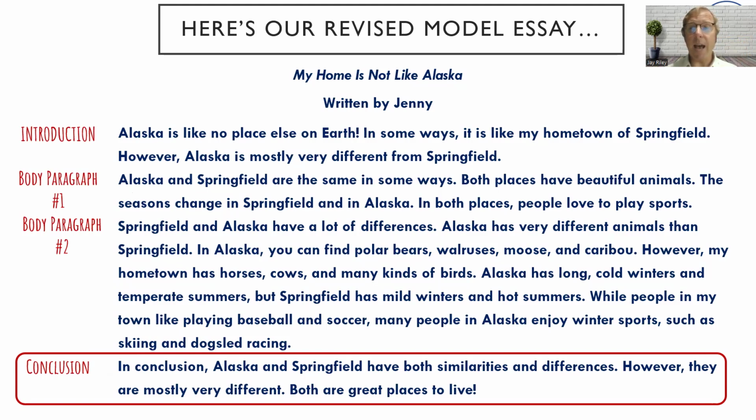Moving to body paragraph 2, Springfield and Alaska have a lot of differences. Alaska has very different animals than Springfield. In Alaska, you can find polar bears, walruses, moose, and caribou. However, my hometown has horses, cows, and many kinds of birds. Alaska has long, cold winters and temperate summers, but Springfield has mild winters and hot summers. While people in my town like playing baseball and soccer, many people in Alaska enjoy winter sports, such as skiing and dog sled racing.